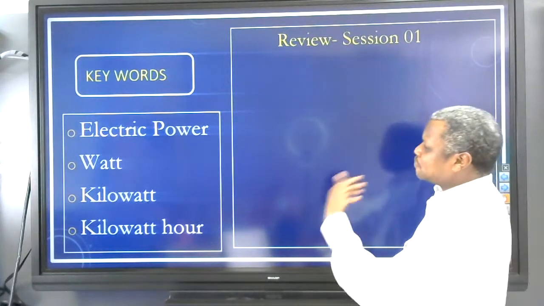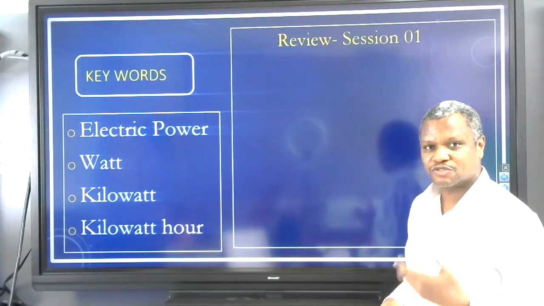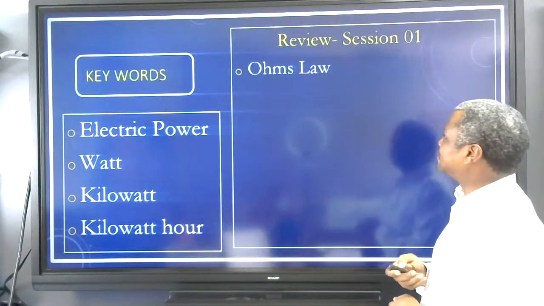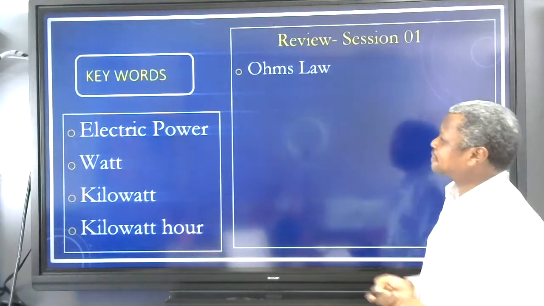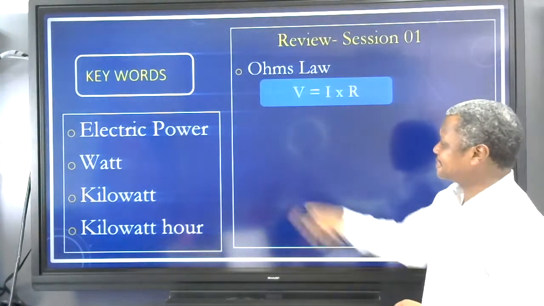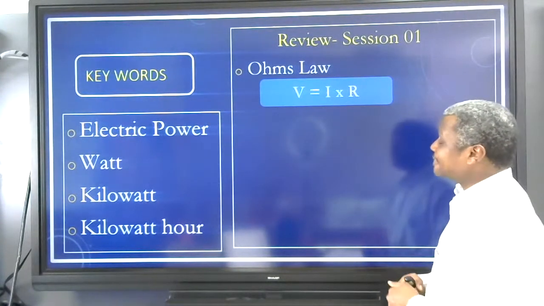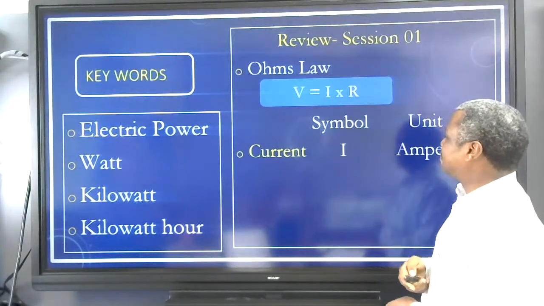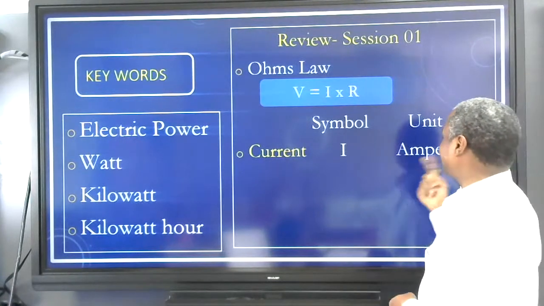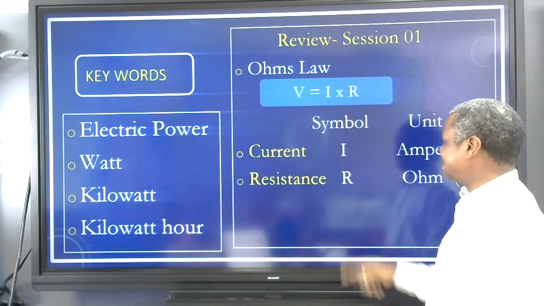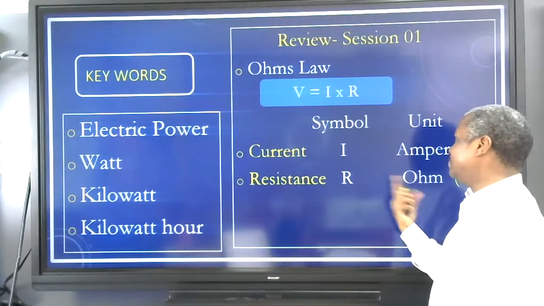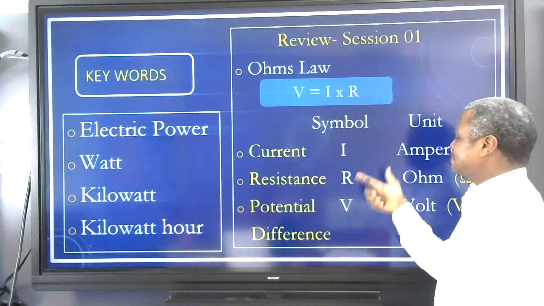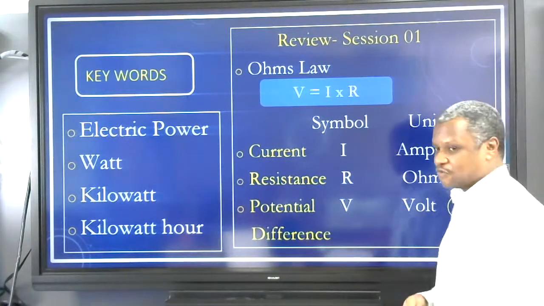Now, those who were absent last period, make sure that you go through the video that was uploaded. Check on OnFlow, because you are going to use it with today's lesson, where V is equal to current multiplied by resistance. And we said the following, that the symbol for current is I, and the unit is the ampere. We also stated that for resistance, the unit is the ohm, and the symbol is R. And the last one, the potential difference, the symbol is V, and the unit is the volt.